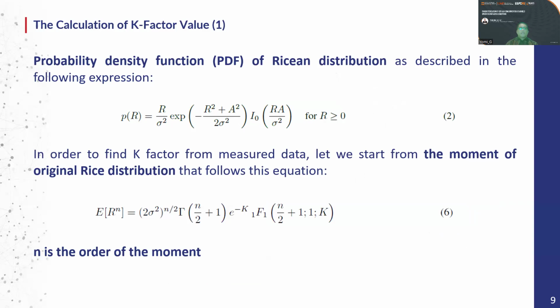To calculate the K-factor from the measured data, we begin with the moment of the original Rician distribution as described in equation number 6, where n represents the moment order used in the calculation. In this analysis, we use the first and second order moments.